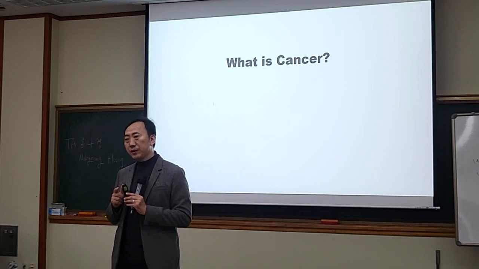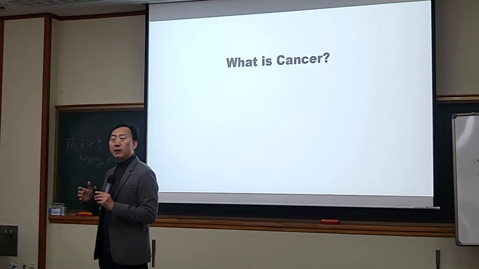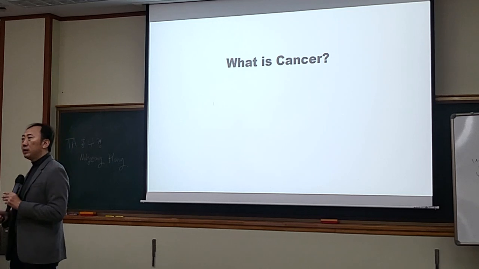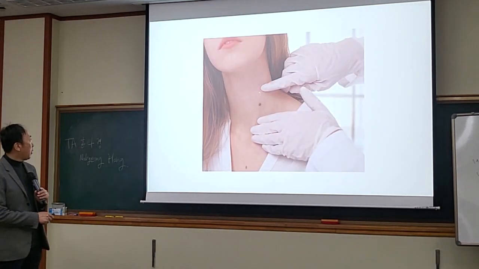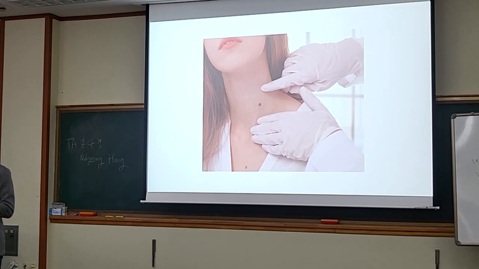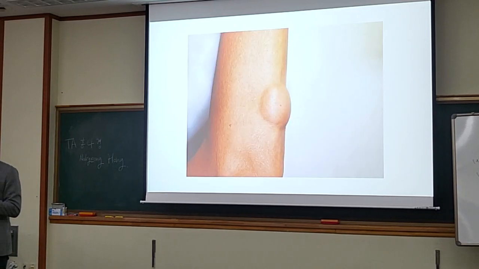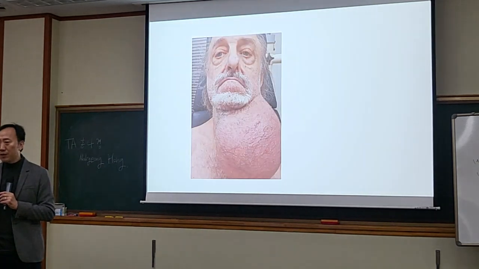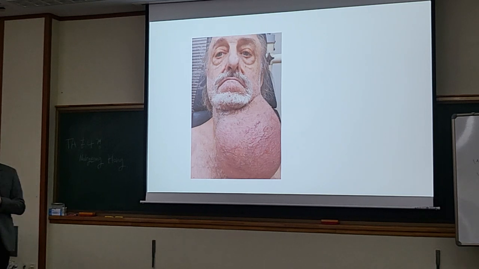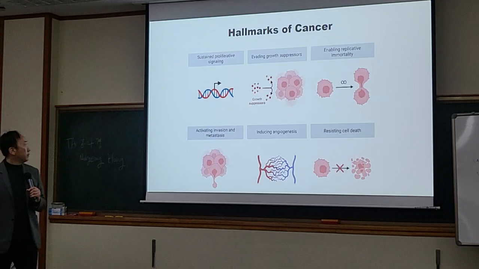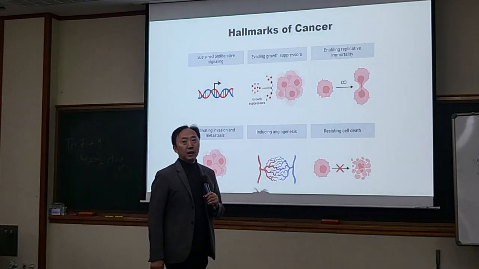Uncontrolled growth. Okay, we need to be balanced. But uncontrolled growth, what's uncontrolled? If it has a small abnormal thing, maybe it's cancer or not, it's not obvious. And if it's becoming bigger like this, oh, it may be strange, and this is very obvious. Something growing uncontrollably wrong, then it has some problem.